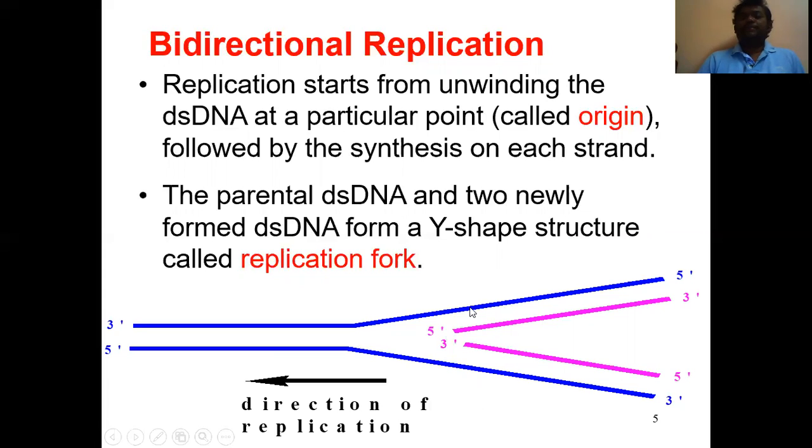In this, we can see the blue lines represent the mother strands, and the pink lines represent the daughter strands. And always, you can see the replication proceeds in the 5 to 3 direction. The parental double stranded DNA and two newly formed double stranded DNA form a Y-shaped structure called the replication fork, which has two parental double stranded DNA molecules and these two newly formed DNA molecules.